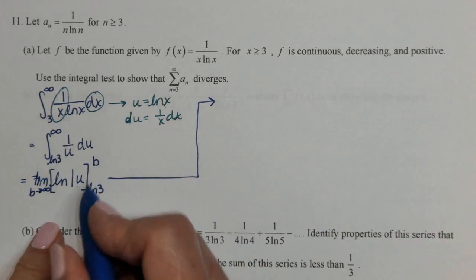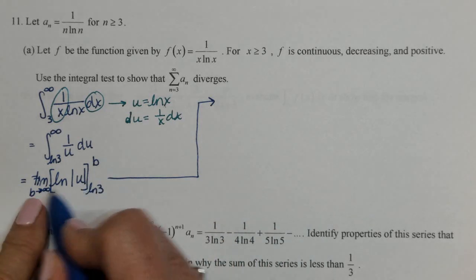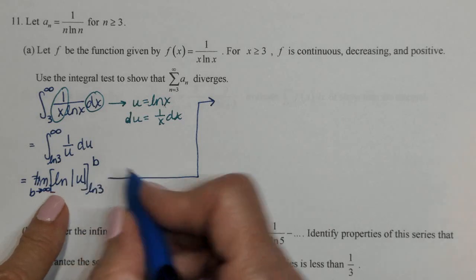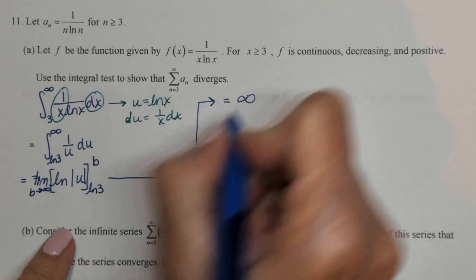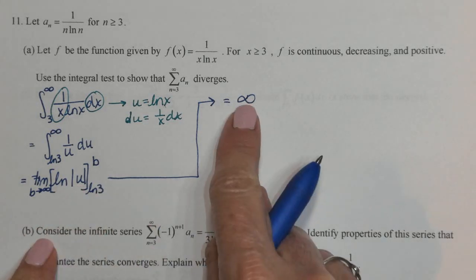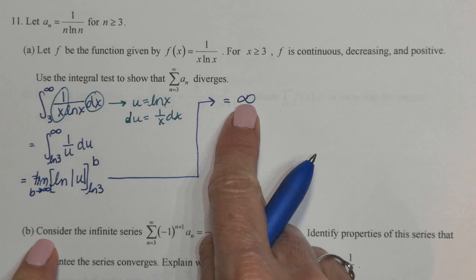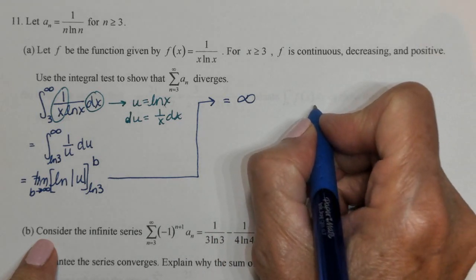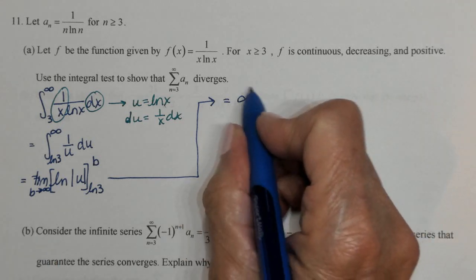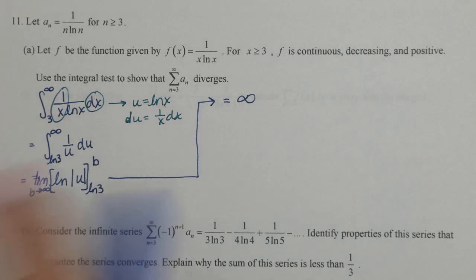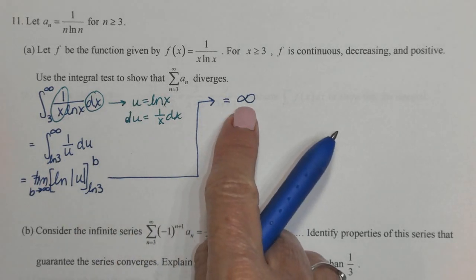Put b in for u, let b go to infinity. Ln of infinity is infinity. This is infinity. If I put ln of 3 in, it will not change it. Word of warning, do not write minus ln of 3. Don't write that. AP graders are not going to like it if you use infinity where you would normally see a number. This is just infinity.